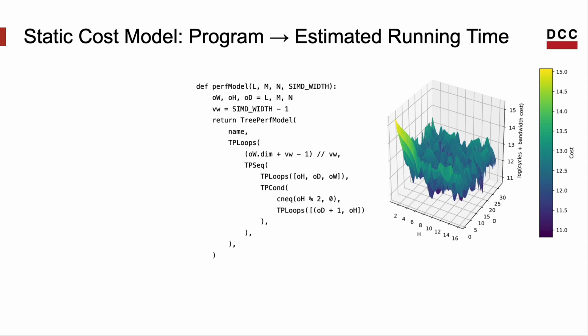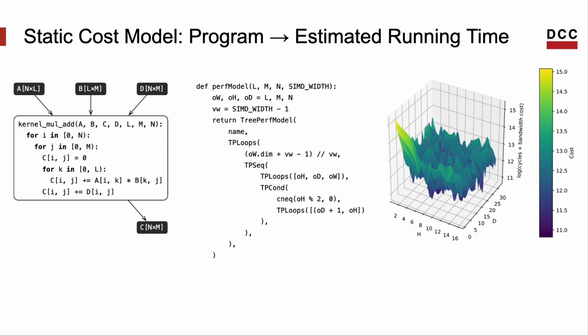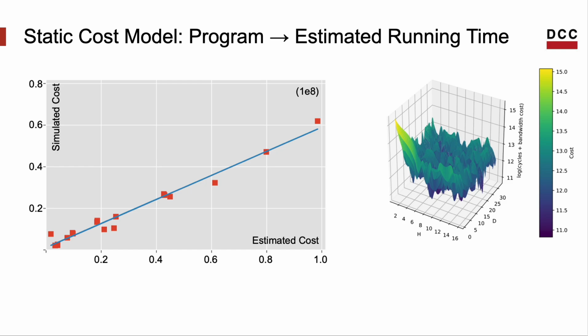Okay, and this data structure comes from a program. So we have a program, we derive a data structure from this program, we traverse this data structure with certain parameters, and then we get the cost model. This cost model is very accurate. If you compare the estimates with the simulated cost, we more or less get a very strong linear relation.